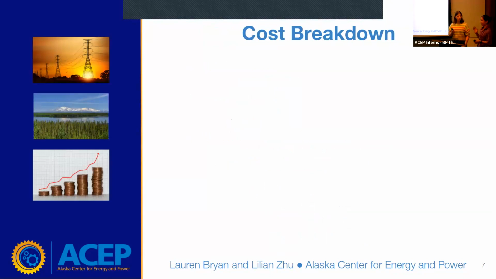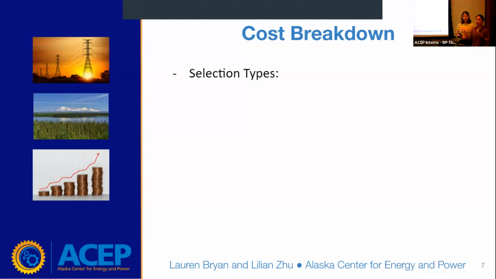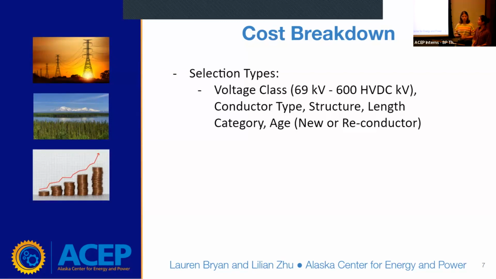So after we get the lines from the friction surface, we want to get the cost of what it will take to build those transmission lines. And so I've broken this up into 3 little categories. So first one is the qualities of the transmission line. So these can include things like the voltage type, which range from 69 kilovolts all the way up to 600 high voltage DC kilovolts. We're also looking at the conductor type, structure, how long the transmission line is, and the age. I'm also looking at miles of different terrain types.